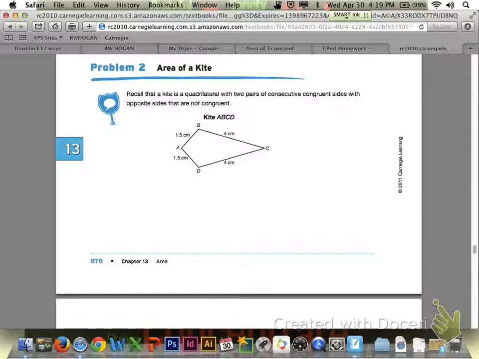Just to get a good understanding of what the definition of a kite means, if we take a look at kite ABCD, here would be 1 pair of consecutive congruent sides: AB and AD, they share common endpoint A. And then BC and CD is the other pair of consecutive congruent sides. They share common endpoint C.